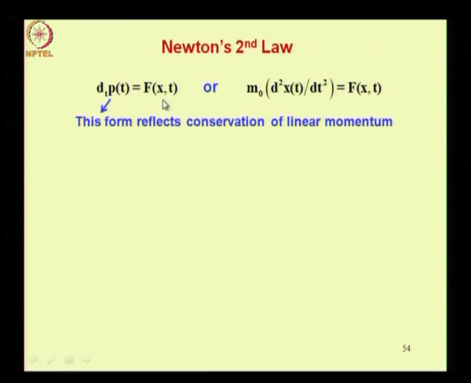Now in practice, often we use this form of Newton's second law, wherein the rate of change of momentum is written as m_0 into d squared x by dt squared, where x is the position of the particle. This is nothing but force equals mass into acceleration. Here there is a tacit assumption that the mass is not changing with time, it is constant. That is why it has been moved outside the differentiation operation, and this is equal to force.